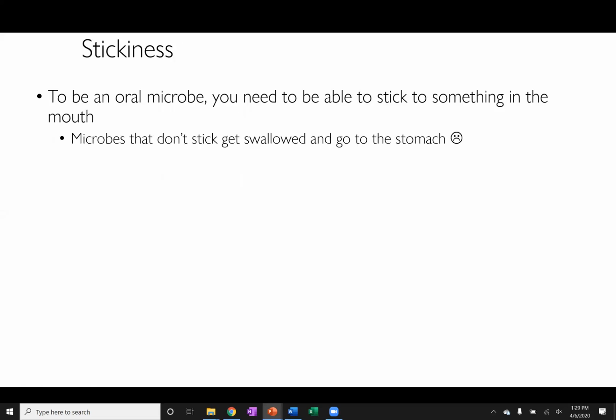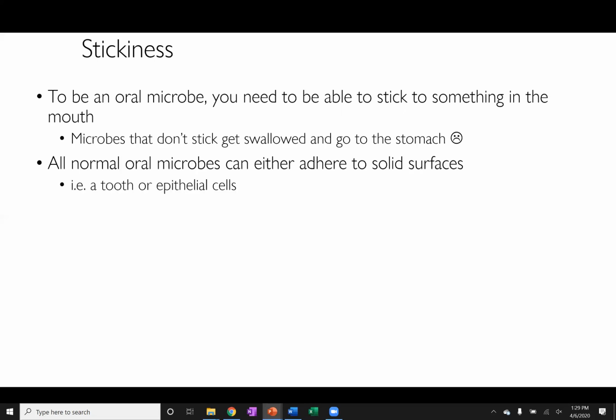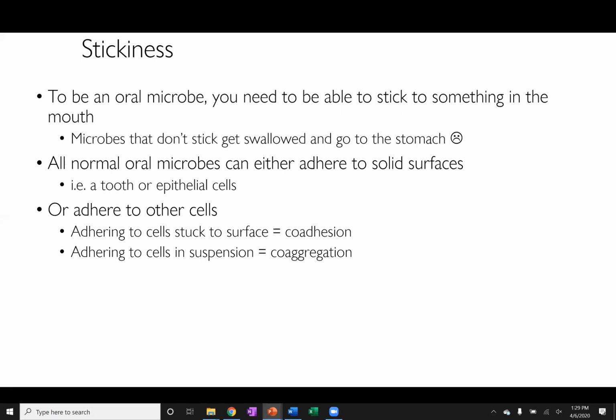So to be an oral microbe, you need to be sticky. You need to be able to stick to something in your mouth. Those microbes that can't physically stick get swallowed and go to your stomach, and almost no bacteria can survive going through your stomach. So if you get sent to the stomach, you're pretty much toast. All normal microbes can adhere to solid surfaces, essentially thinking about your tooth or even your gums. They can also adhere to other cells. They can adhere to cells stuck to a surface, which we call coadhesion. They can adhere to cells in suspension, which is called co-aggregation.